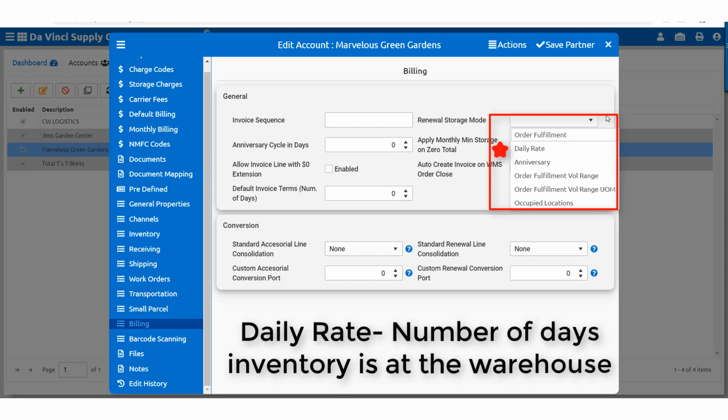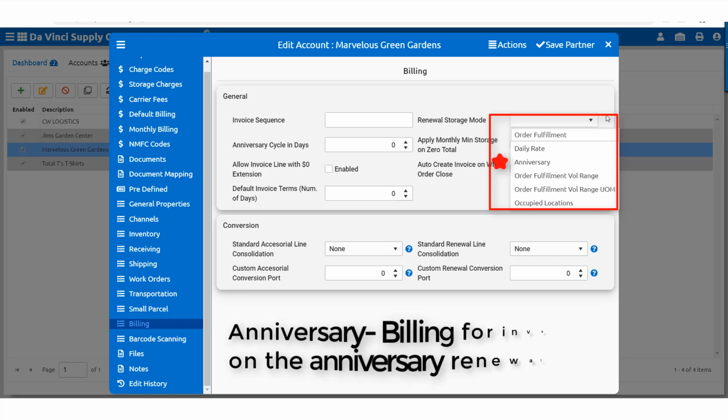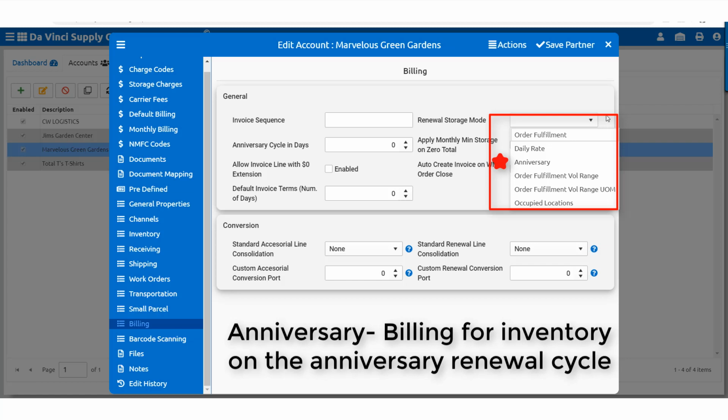Next, we have daily rate, the number of days inventory is at the warehouse. Followed by anniversary, billing for inventory on the anniversary renewal cycle. For example, if the anniversary cycle is 30 days, then any inventory that remains in the warehouse 30 days after will be billed. This cycle continues.